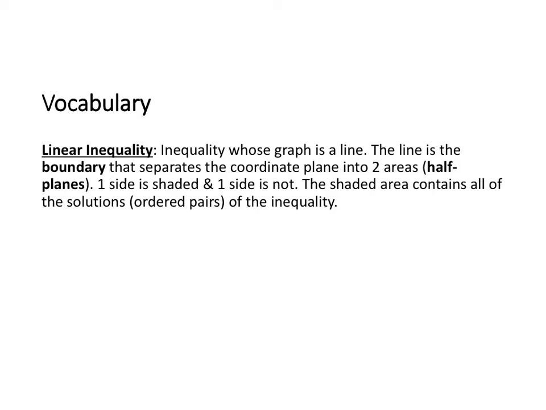Here's your vocabulary for linear inequality. It's just an inequality whose graph is a line. The line is the boundary that separates the coordinate plane into two areas. They're called half planes. And one side is always going to be shaded and the other side is not. And the shaded side contains all your solutions, or the ordered pairs of the inequality.